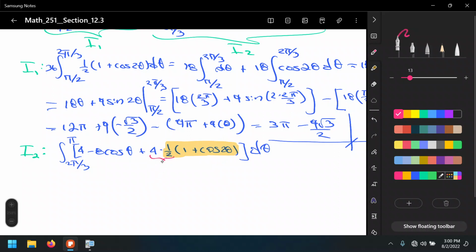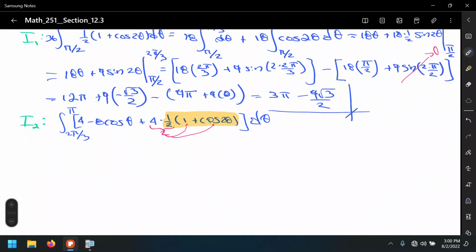Okay, this will become a 2, and these 2 will be distributed over here, over the 2 terms. So this will be the integral of 4 minus 8 cosine theta plus 4 over 2, which is rather 2, plus 2 cosine 2 theta d theta. And then the whole thing goes from 2 pi over 3 to pi. Alright.